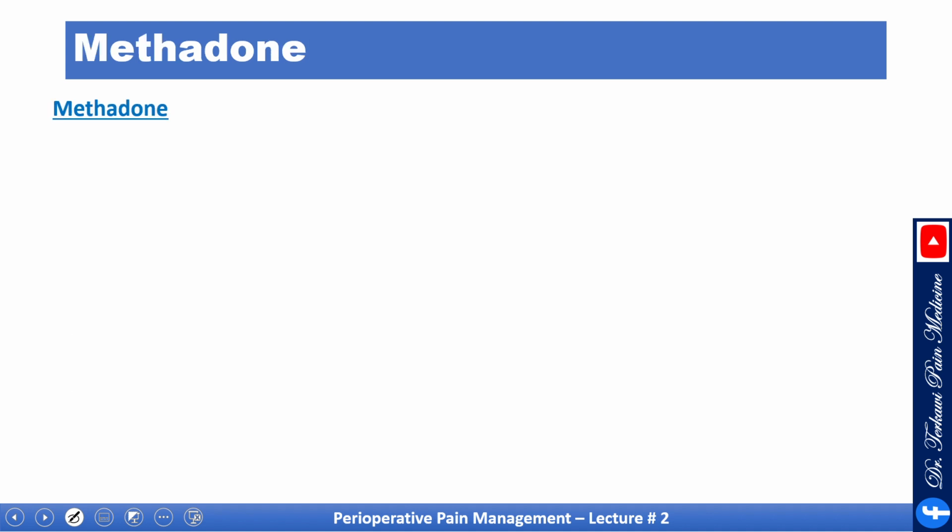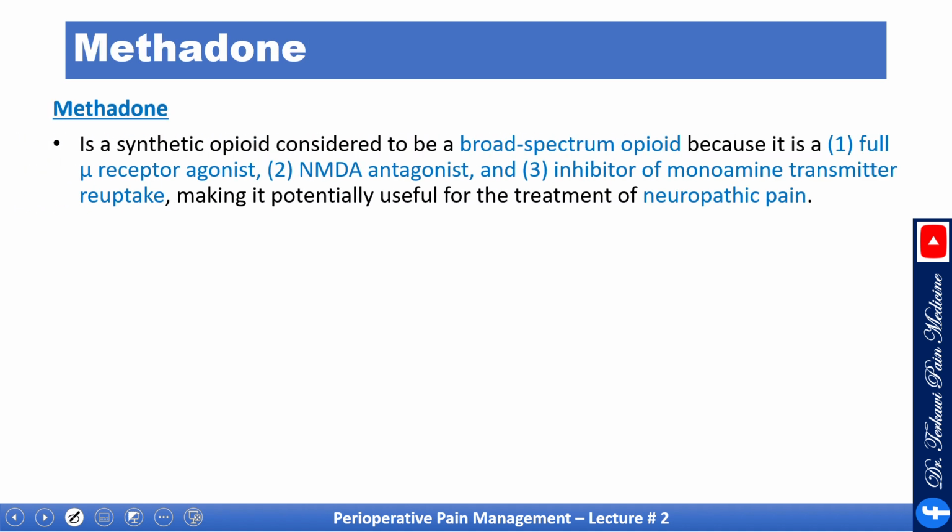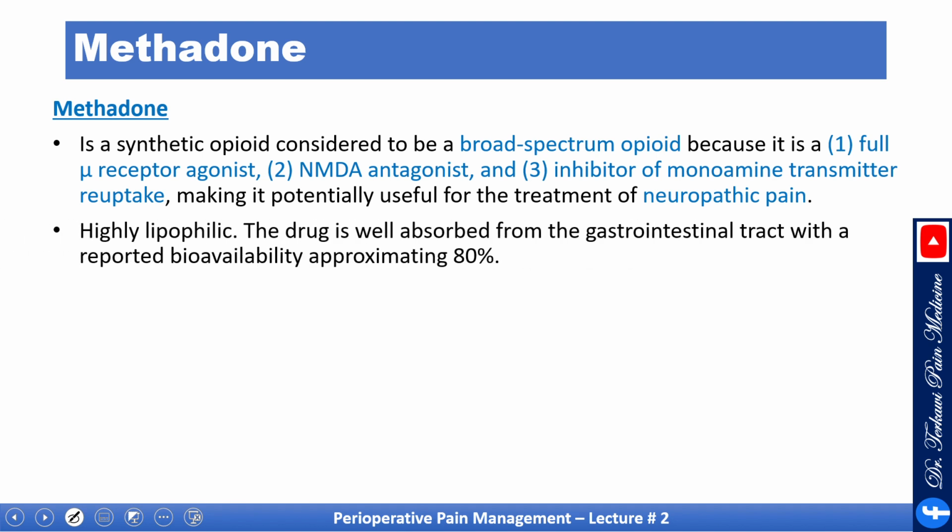Now, briefly, methadone is a synthetic opioid considered to be a broad-spectrum opioid because it is a full mu receptor agonist and an NMDA antagonist. It inhibits monoamine transmitter reuptake, making it potentially useful for treatment of neuropathic pain. So, three main things: the mu receptor, the NMDA receptor, and the monoamine transporter. It's highly lipophilic. The drug is well absorbed from the GI tract with bioavailability of almost 80%.